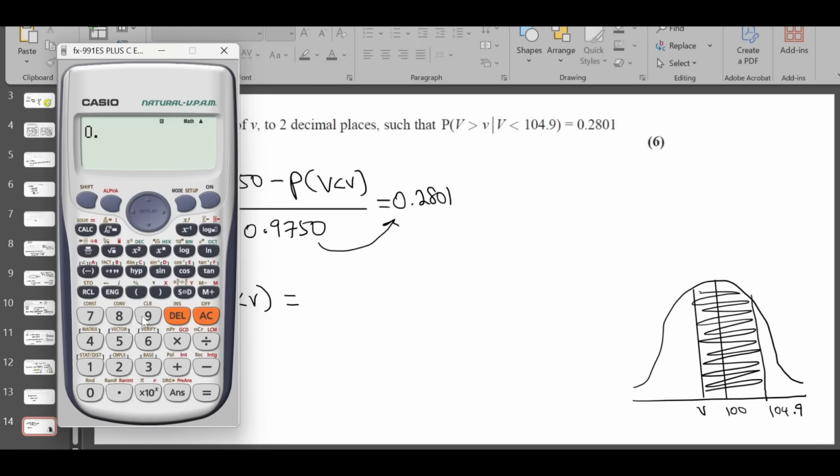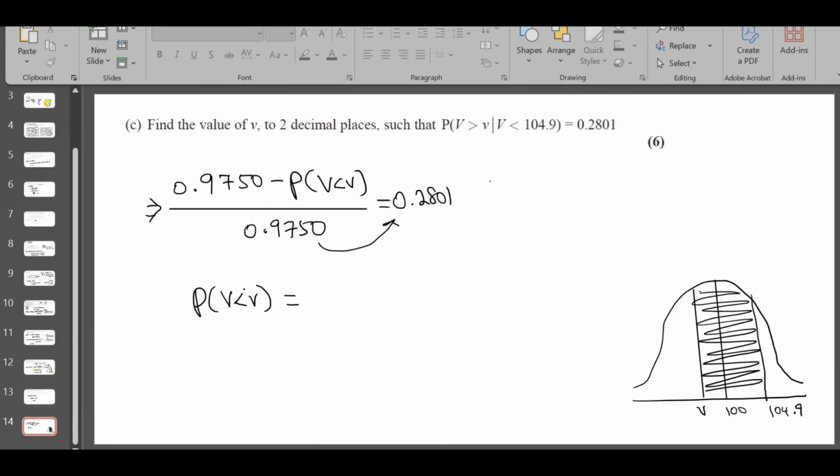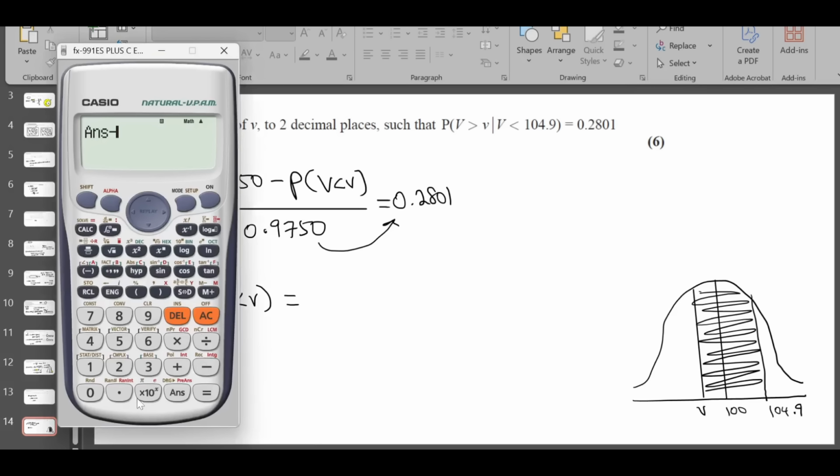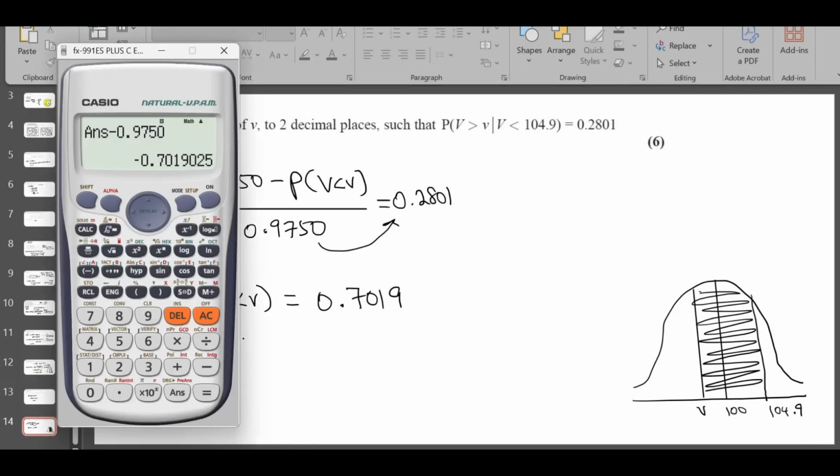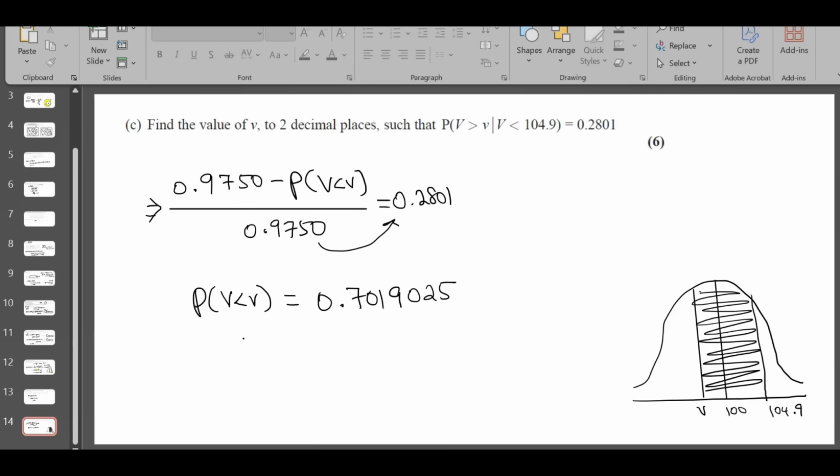So bring this here and then rearrange, make this the subject. So 0.9750 times 0.2801. You get this value and then you subtract the value from this, minus 0.9750. You get 0.7019025.